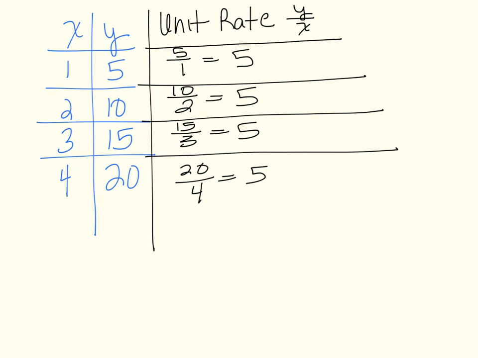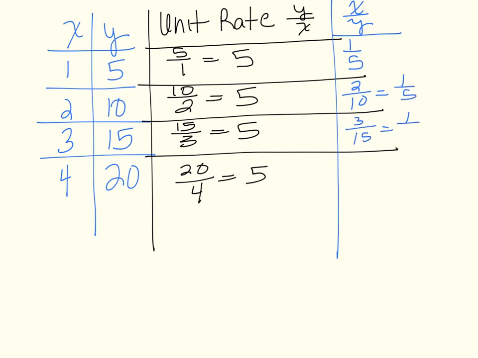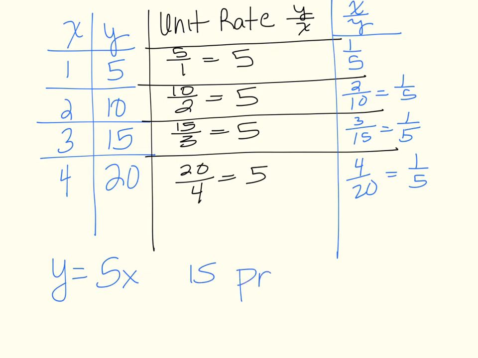You also could have found the other unit rate, which is x over y, and that would have given you 1 divided by 5, which is 1/5. So this would have given you 2 divided by 10, which reduces to 1/5. 3 divided by 15, which reduces to 1/5. And 4 divided by 20, which reduces to 1/5. So no matter which unit rate you find, you will notice that you get the same unit rate. So that means the equation y equals 5x is proportional.